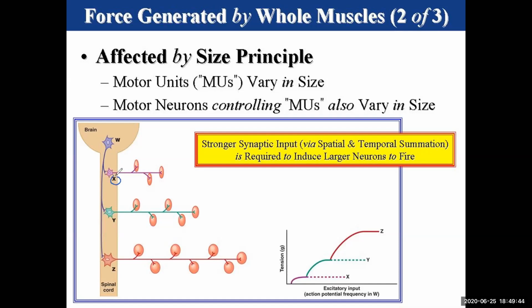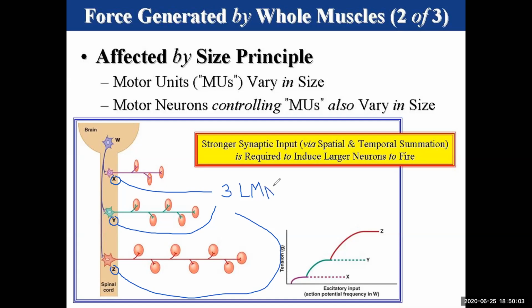X, Y, and Z: three lower motor neurons. L, M, N. L, lower; M, motor; N, neurons. Three lower motor neurons.